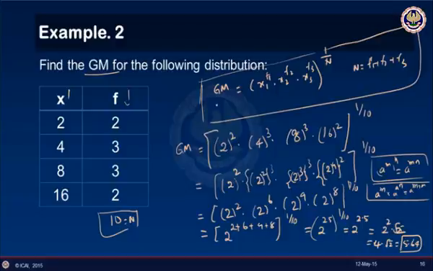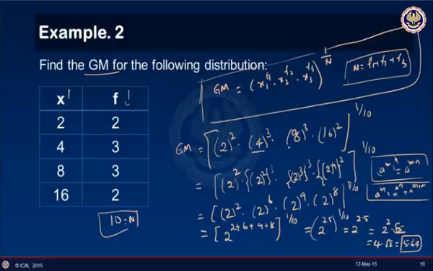Let us look once again at the geometric mean for grouped data. The frequencies are given: x1 to the power of f1, x2 to the power of f2, x3 to the power of f3, and whole to the power of 1 by n. If three frequencies are given, we use this. But here four frequencies are given, and the respective frequencies are in the powers, that is 2 to the power of 2, 4 to the power of 3, 8 to the power of 3, and 16 to the power of 2, and the sum of the frequencies is 10, so the whole to the power of 1 by 10.